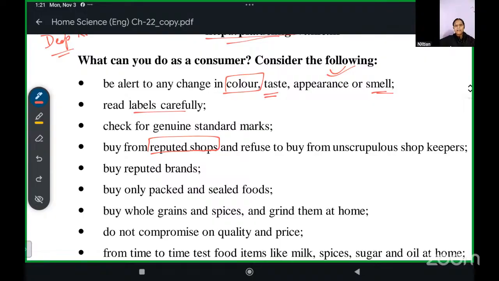Okay, might be adulterated. But reputed shops, when we buy a proper brand with all the labels, a standardized product, have very little chance of being adulterated. Sometimes they are also adulterated. There are cases where even some brands do adulteration. So we have to be very careful while buying.